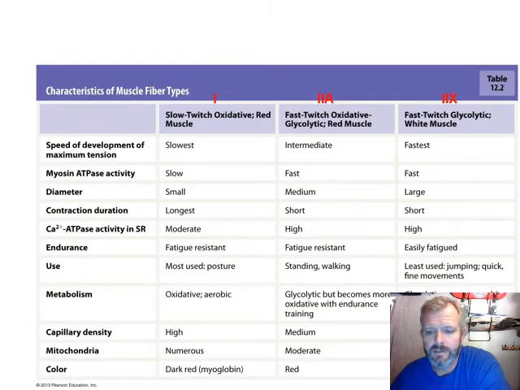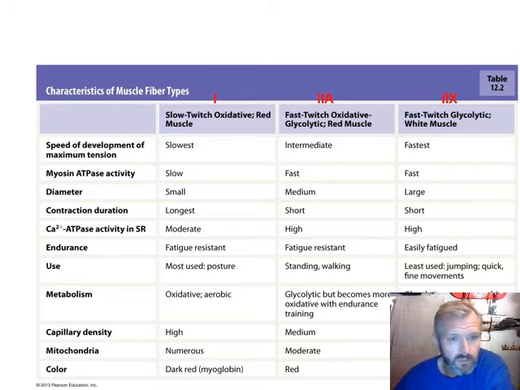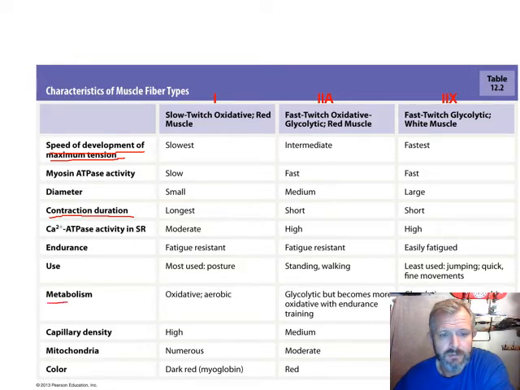So looking at this cheat sheet, I don't need you to recognize everything, I'll pinpoint some of the things I'd like you to recognize. And where is speed of development of tension? Contraction duration, metabolism, right? And the other I want you to recognize is endurance.